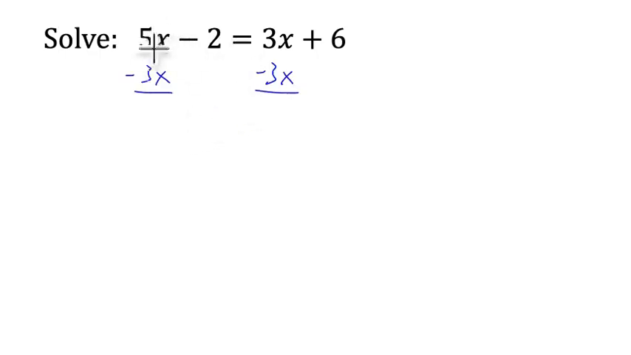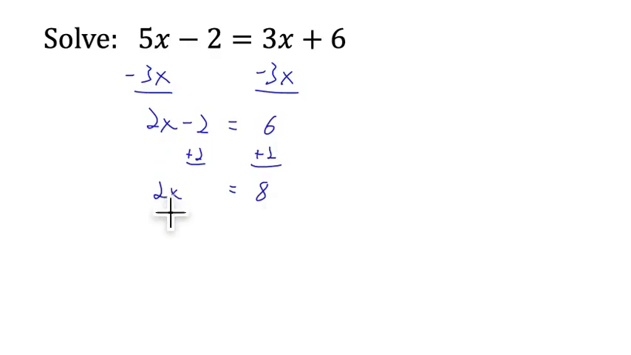All right, so 5x minus 3x is 2x. This minus 2 just comes down. The equal sign comes down. These cancel out, that's why we did that. And then we've got the 6. All right, we're trying to get x all by itself, so we'll add 2 to both sides. Bring down the 2x. These cancel because negative 2 plus 2 is 0. Bring down the equal sign, and 6 plus 2 is 8.